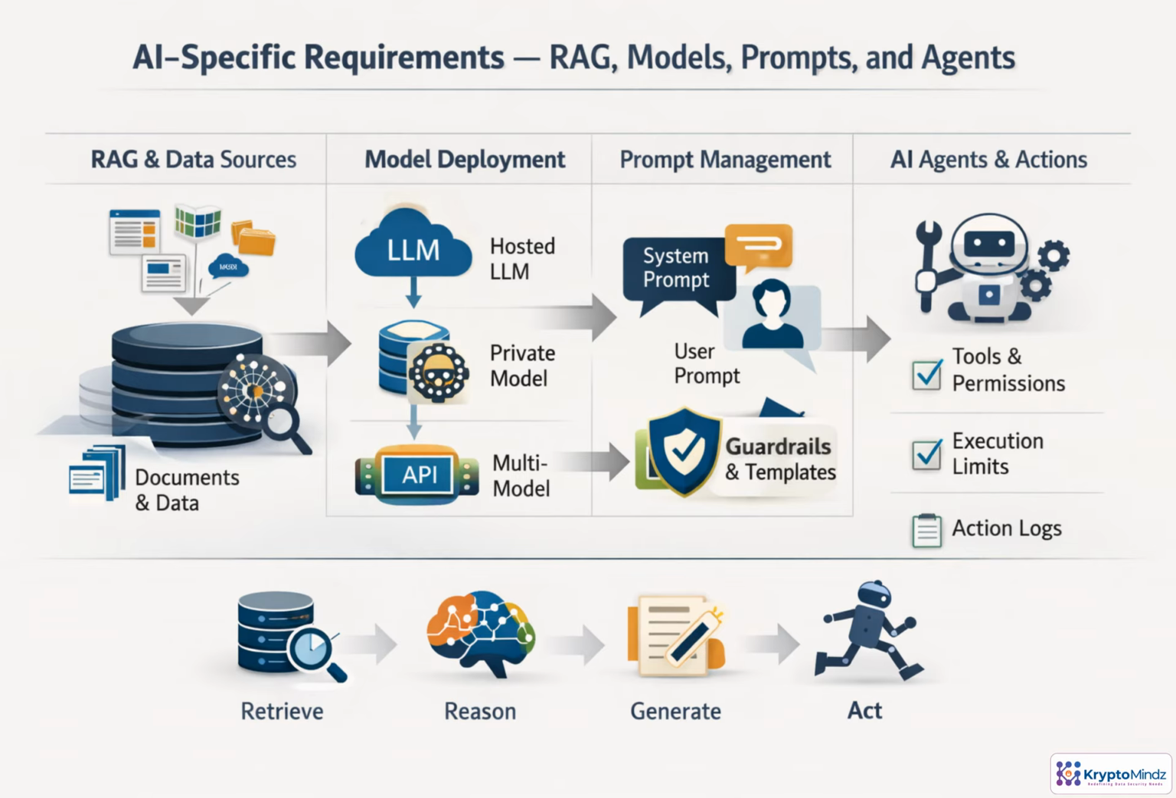AI requirements define what the assistant may retrieve, which models it may call, how prompts are controlled, and what actions it can take. RAG requires approved sources, indexing rules, embeddings, vector store boundaries, and freshness expectations. Model deployment needs clear patterns, from hosted LLMs to private or routed models. Prompts need templates, guardrails, and change approval. Agents need tool permissions, execution limits, confirmations, and logs, because generation can quickly become action.